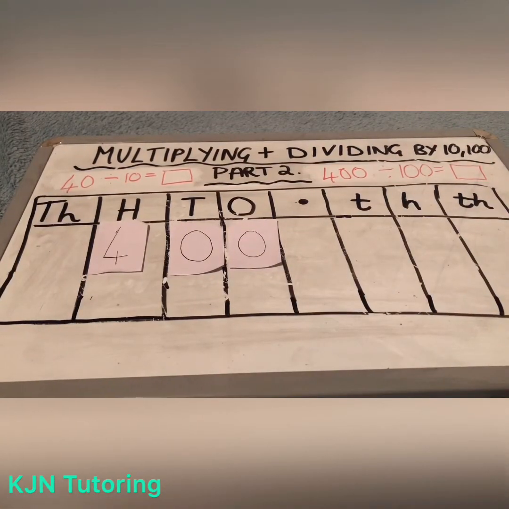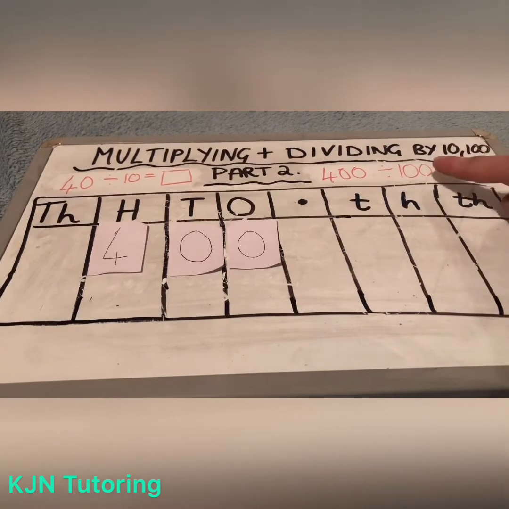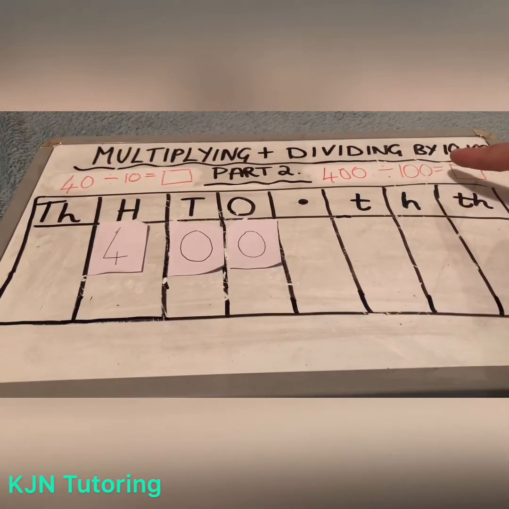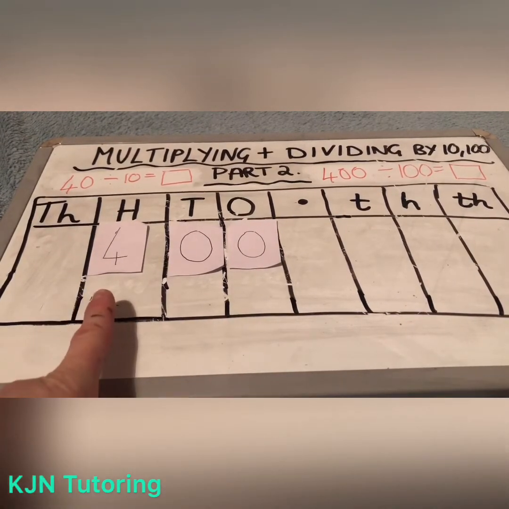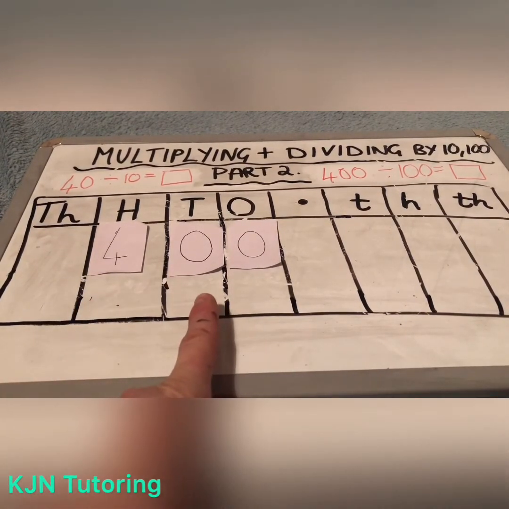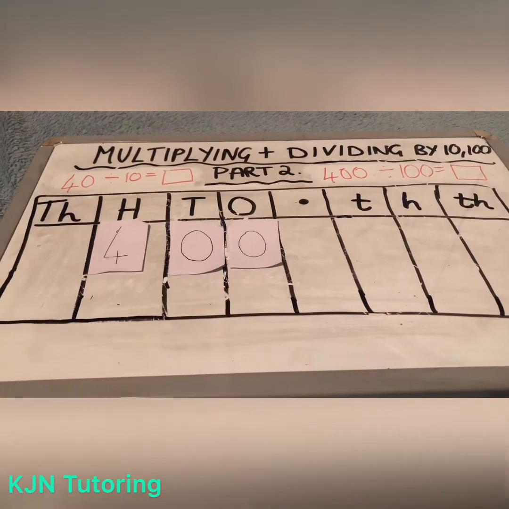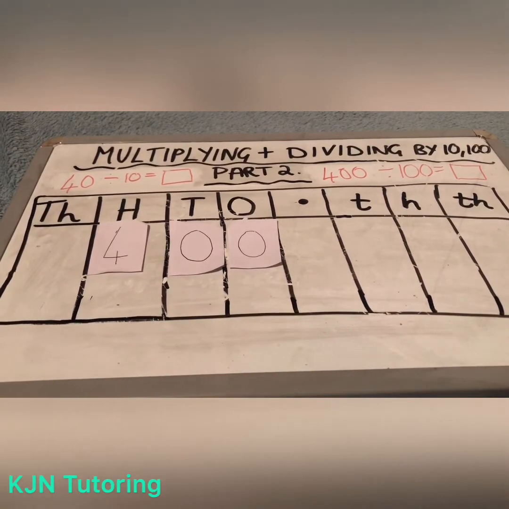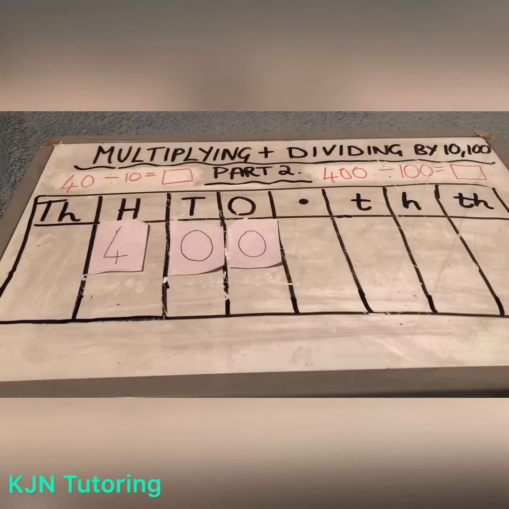I am going to work out the calculation 400 divided by 100. 400 has got 4 hundreds, 0 tens and 0 ones. Because 100 has got 2 zeros or 2 placeholders, that means we have to move all of the digits 2 places to the right.